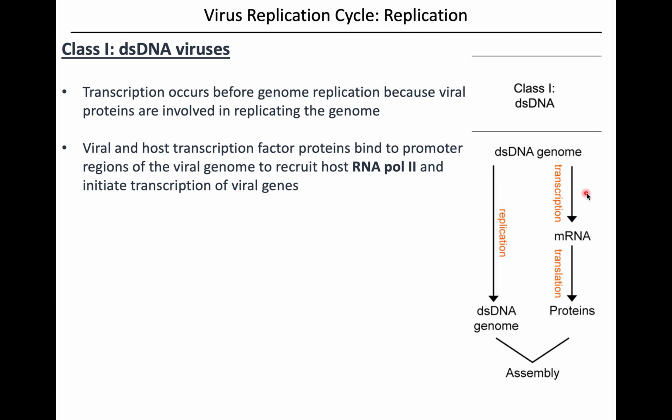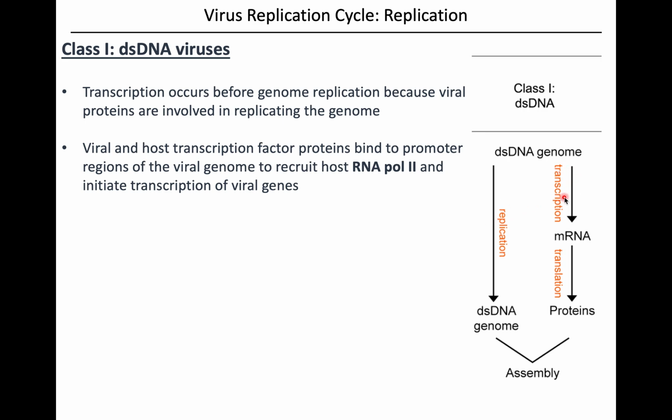Typically what you'll see is transcription and translation happening first, even though it looks like they're simultaneous here, happening before replication. And usually that's because some of the proteins required for replication may be encoded by the viral genome. So some of these proteins are coming from the host cell, but we'll very likely need some of these proteins to come from the viral genome to complete this replication process effectively.